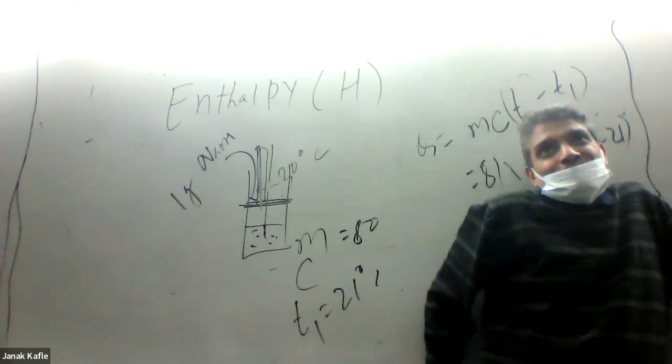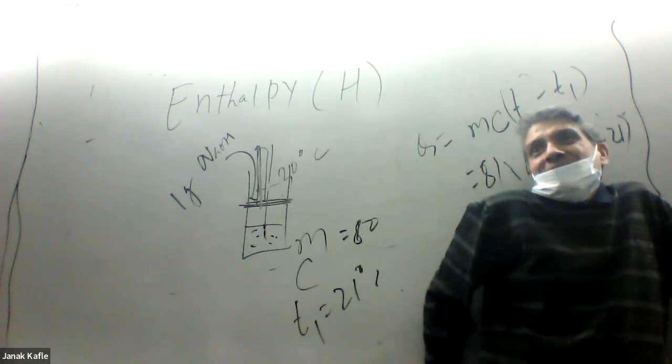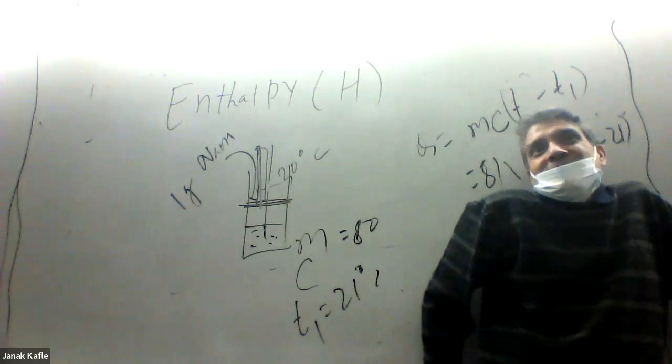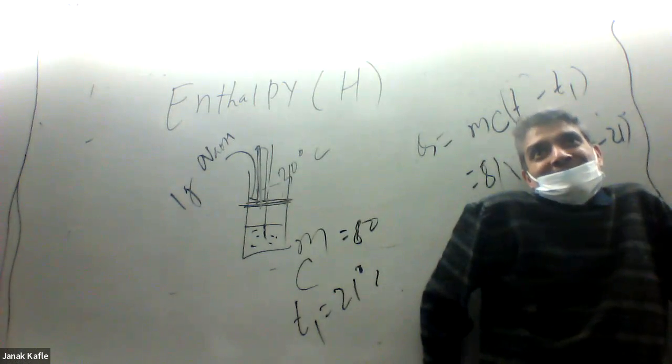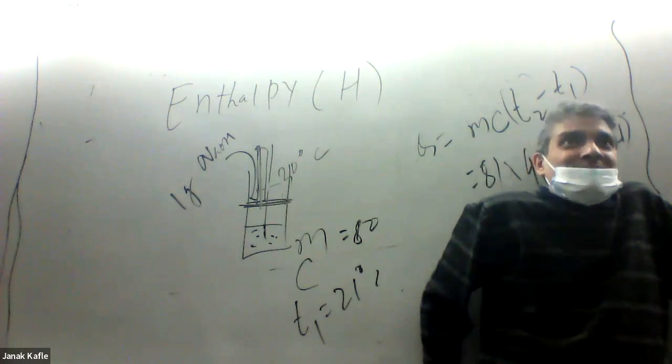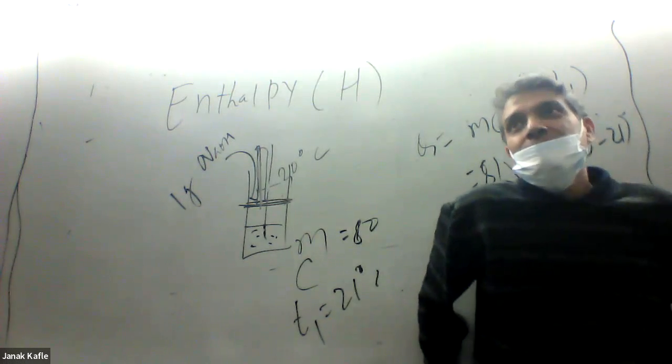Everybody got that? So think that I'm doing the experiment in an open beaker, and I'm measuring the change in temperature from that reaction, and I apply the equation Q = mC(T2 - T1), and I get a value of Q from that equation. That Q is enthalpy. Good.